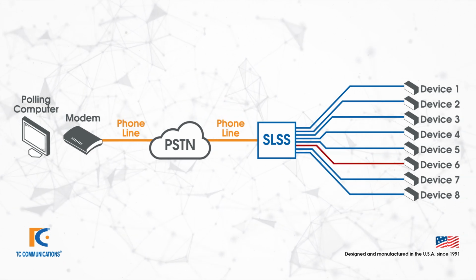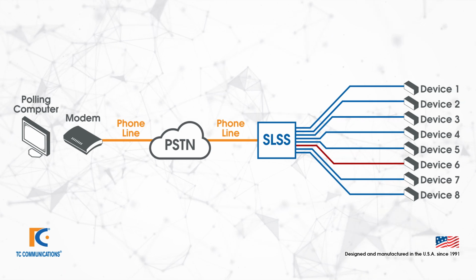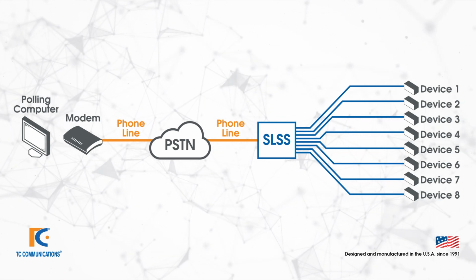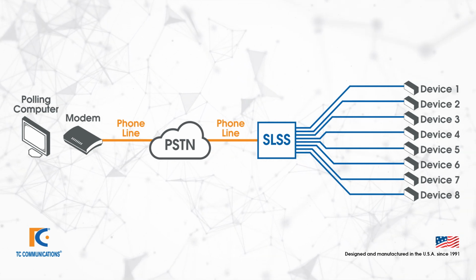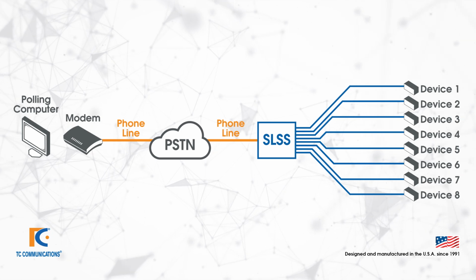Typically, this is used to poll a number of devices on a regular sequential basis. That is the purpose of an SLSS. It allows one to use a single phone line very simply to poll multiple devices, typically 4 to 8 devices.